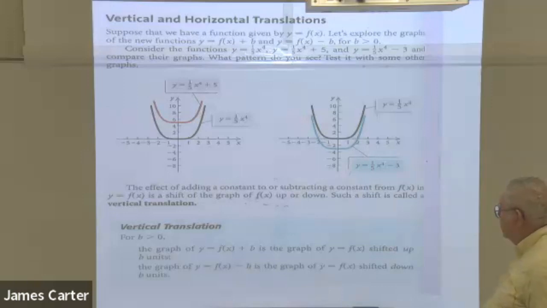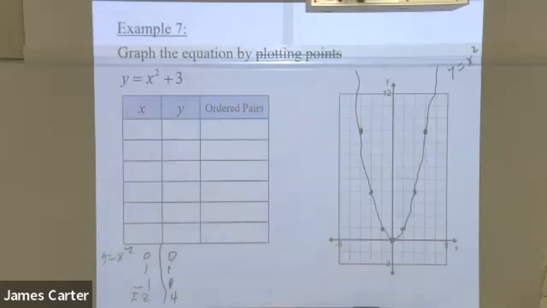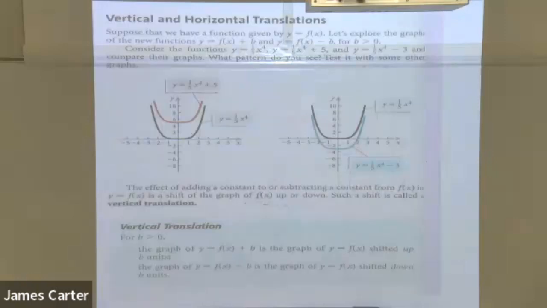I'm going to give you a moment to read that. Whatever kind of formula, whether it's an x squared, x cubed, or x to the 4th, if there's a number out on the end of it, positive or negative, it'll shift it up or shift it down.